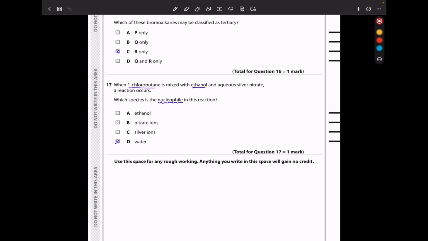In question 17, when 1-chlorobutane is mixed with ethanol and aqueous silver nitrate, a reaction occurs. Which species is the nucleophile in this reaction? This is a reaction in which we get an alcohol in the end because this is ethanol and aqueous silver nitrate. The silver in silver nitrate takes away the Cl, and then the OH in the water or in the aqueous layer comes and substitutes. So this is going to be the nucleophile. It's going to be water.